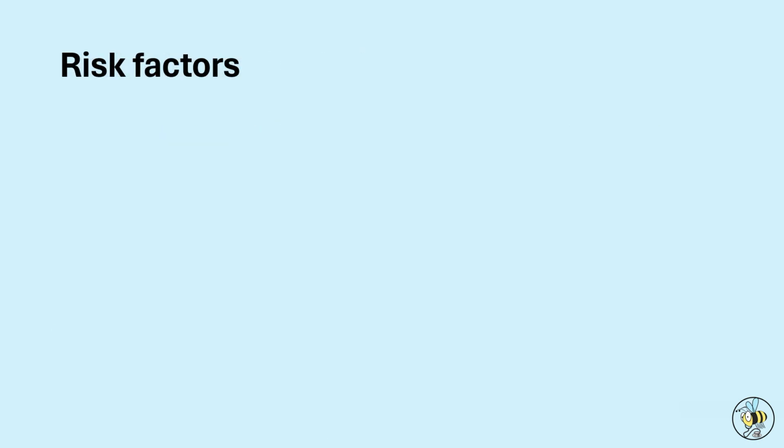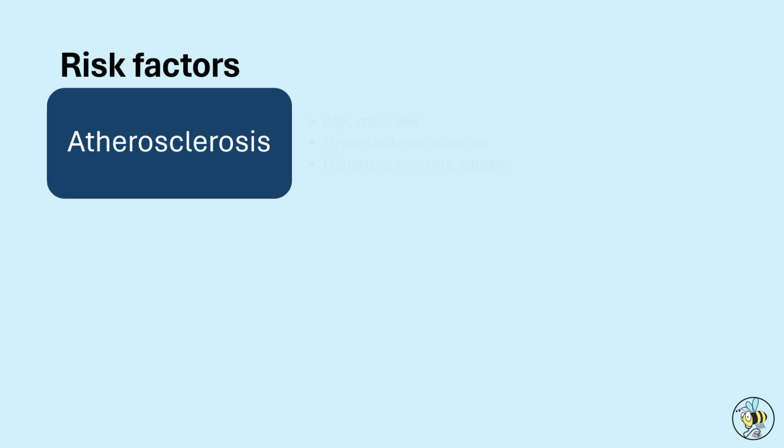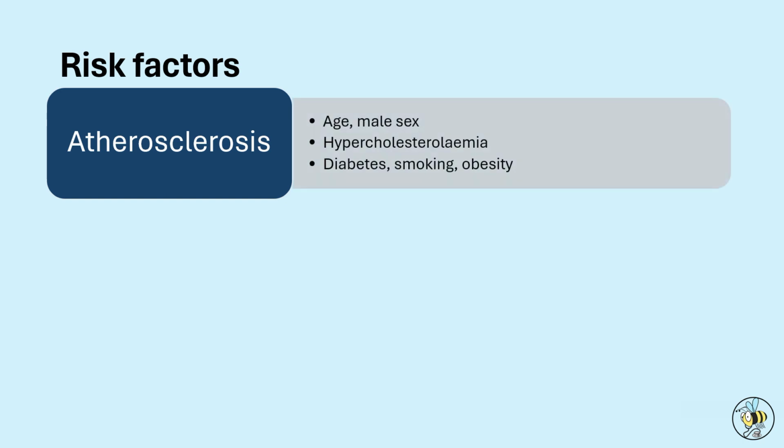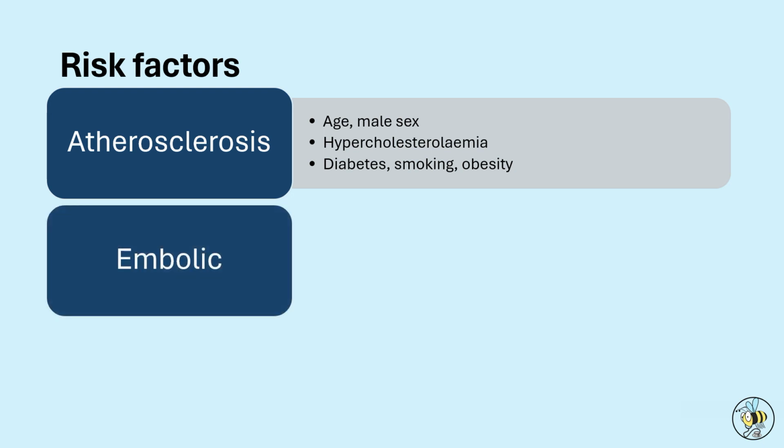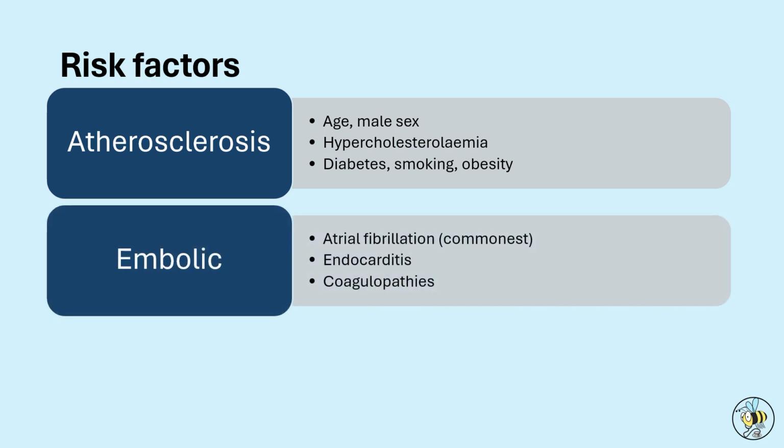Using the etiology, we can identify possible risk factors. Risk of atherosclerosis increases with age, being male, having high blood cholesterol, diabetes, or smoking, or being obese. Embolic disease is predominantly from atrial fibrillation. Blood stasis in the left atrium promotes clotting, which can travel and block the cerebral arteries. Other causes include endocarditis and coagulopathies.